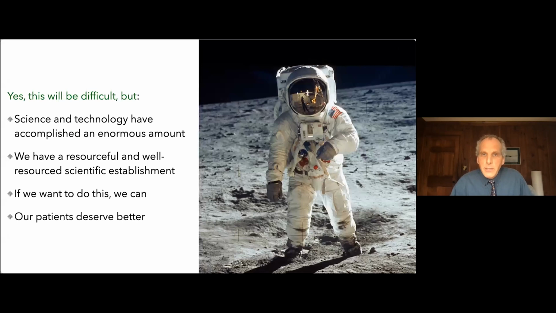Yes, this will be difficult, but humans have accomplished many difficult things. The United States sent 12 men to the moon and brought them back safely. My colleagues at Harvard and MIT developed the country's 2 COVID vaccines in under 1 year. We have an incredibly resourceful and well-resourced scientific establishment. Surely we can solve the problem of descriptive statistics.